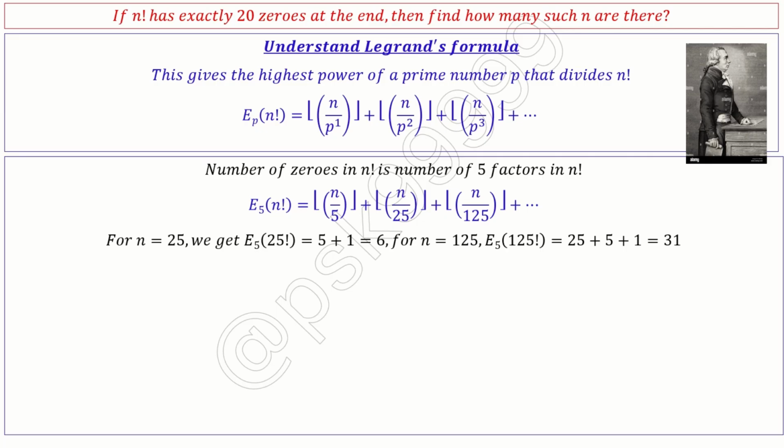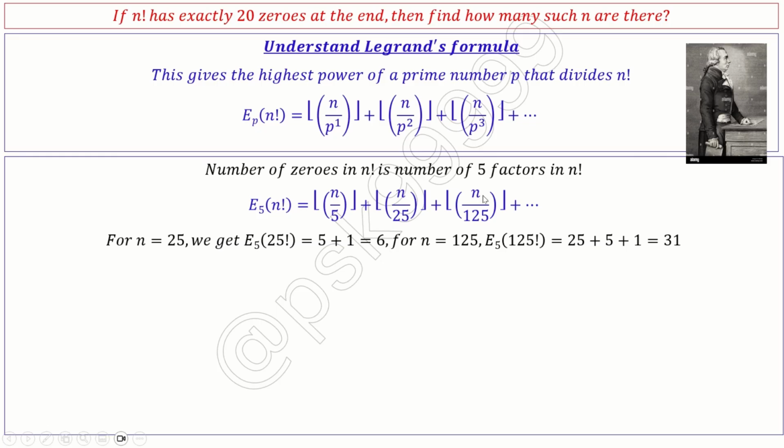So let's first take n equal to 25. Why am I taking this? If I take n equal to 5, I'll get only 1, but I need to get 20 zeros. So let's find out. For n equal to 25, E_5(25!) is 25 by 5, which is 5 here, and 25 by 25 is 1 here. So that is 6 zeros in 25 factorial.